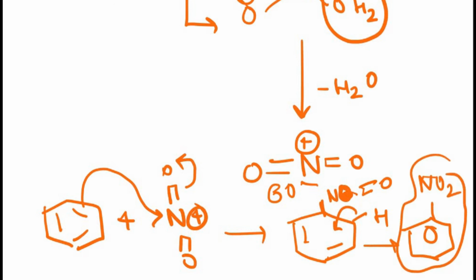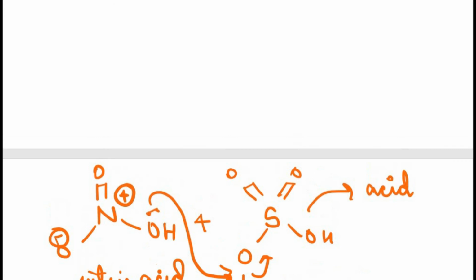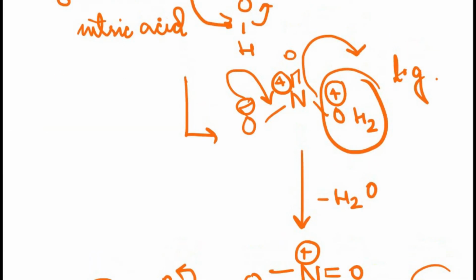So, in order to form this NO2 electrophile, what are we doing? We are abstracting a proton. So, which substances abstract a proton when they are bases? Here nitric acid acts as a base and sulfuric acid acts as an acid in this particular system.